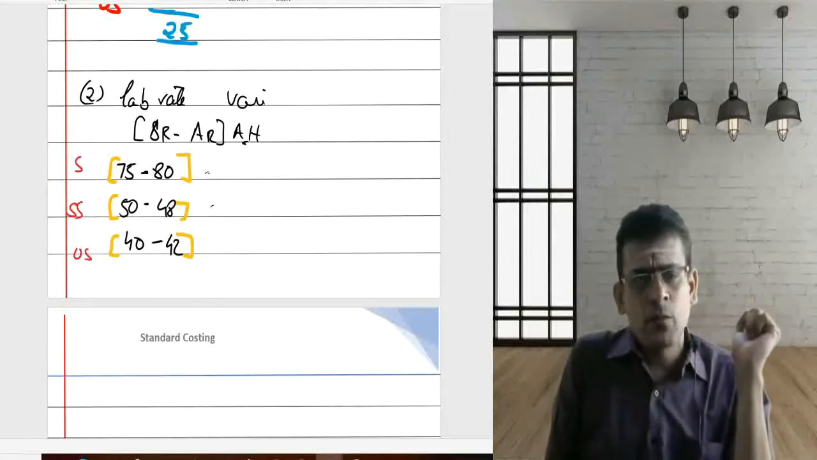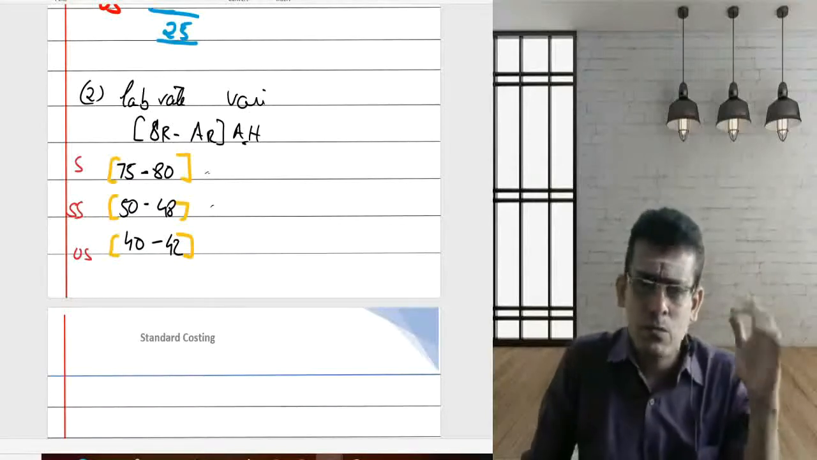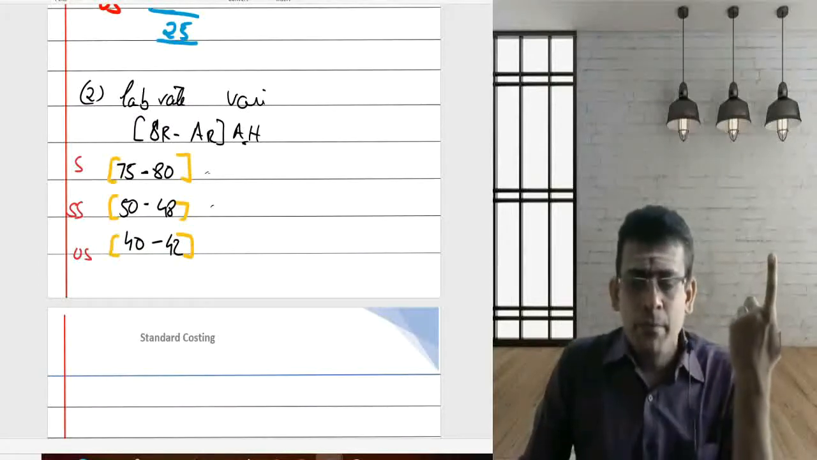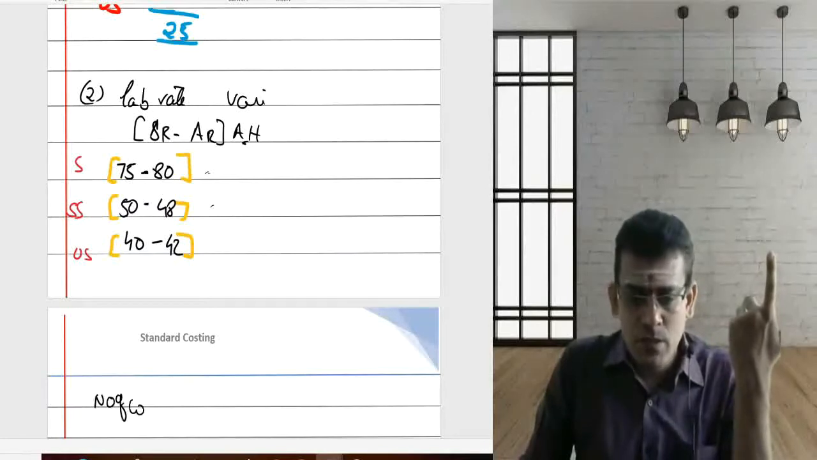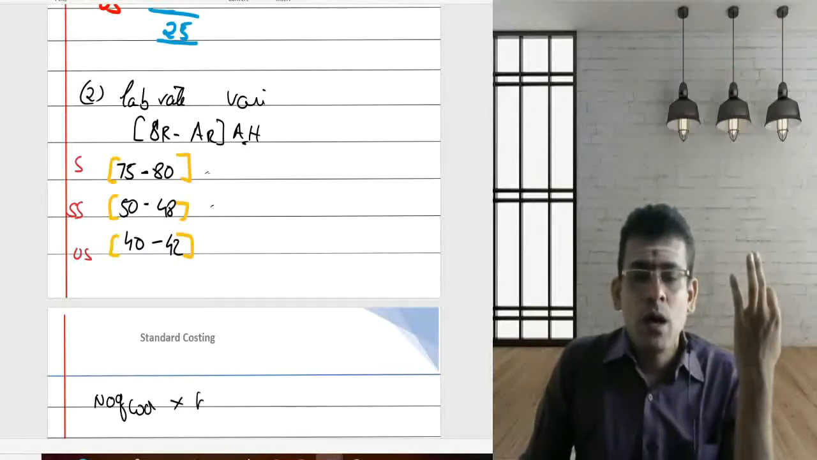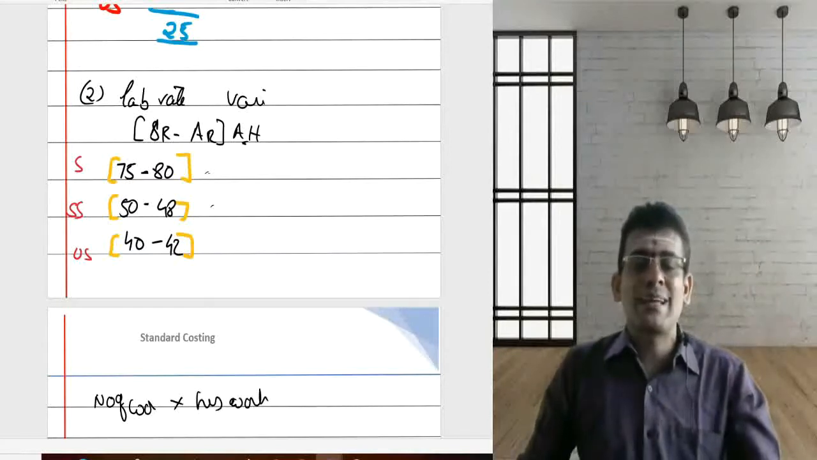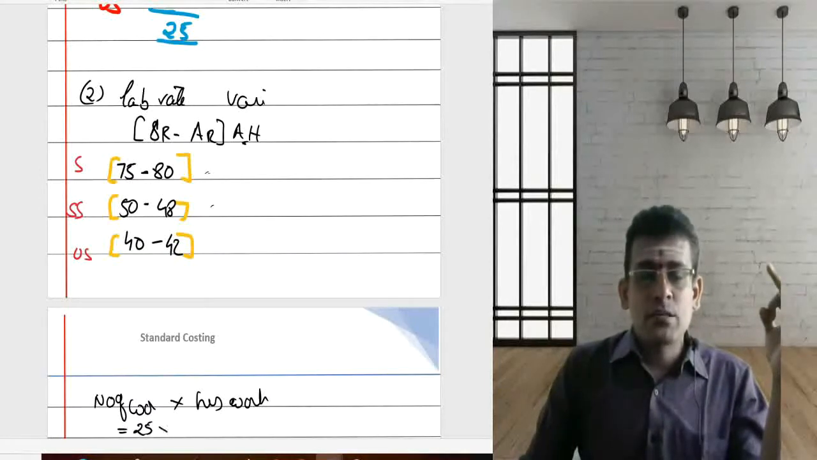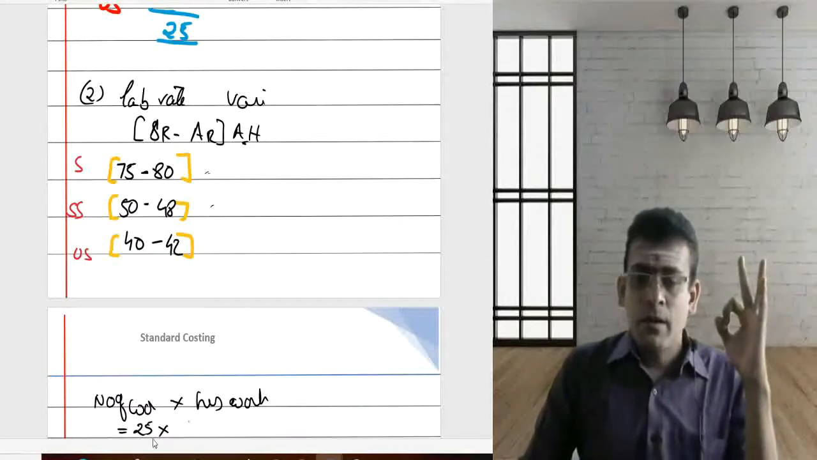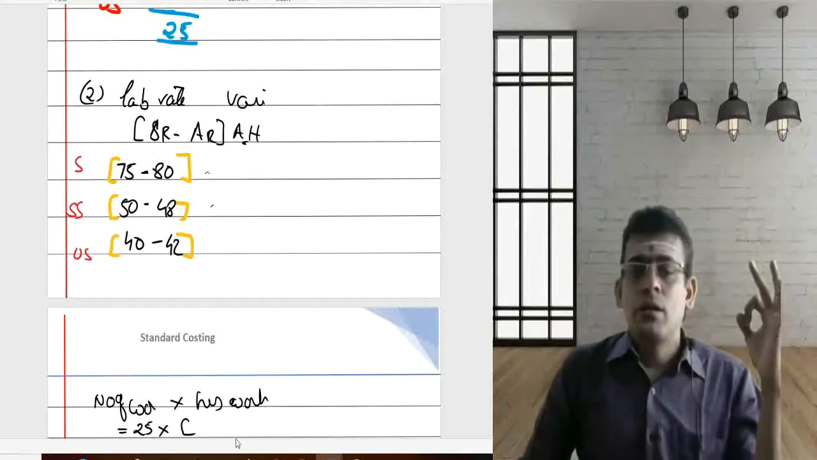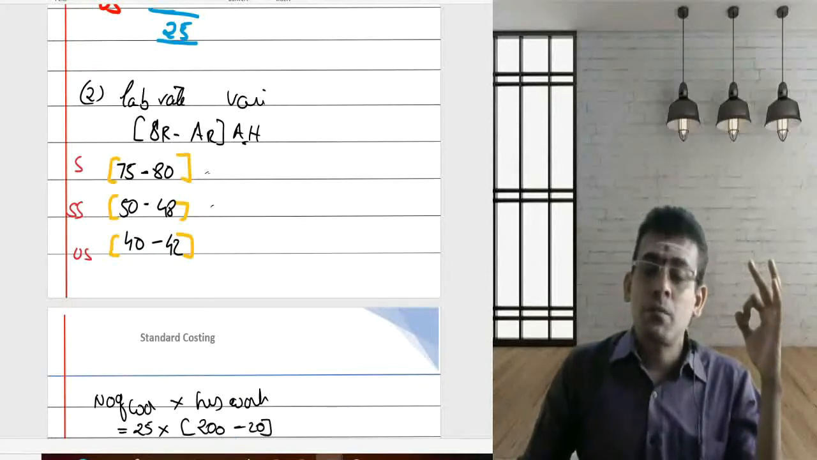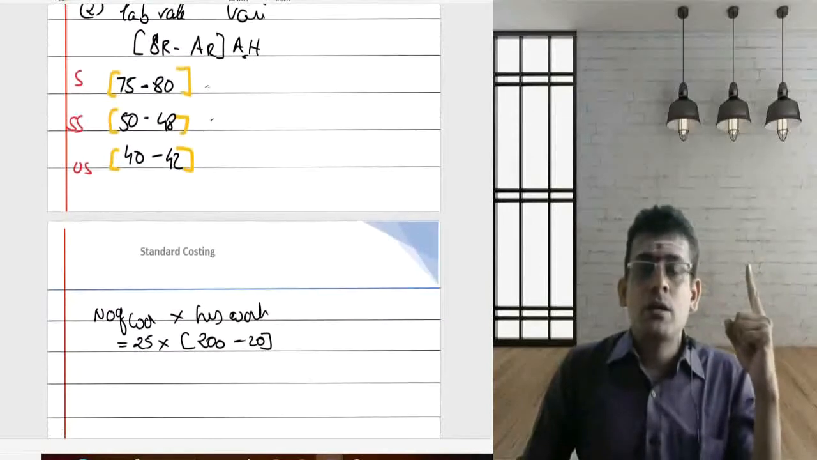If I try to find out my actual hours, I can easily find out my number of workers. Why? Because how do you calculate your actual hours? It's very simple. Basically, number of workers into hours worked by each worker. The problem clearly says the total number of workers in the factory is 25. That's what is given. And the problem is also telling you that of the total duration of 200, 20 hours is lost. That means each worker is spending only 180 hours.